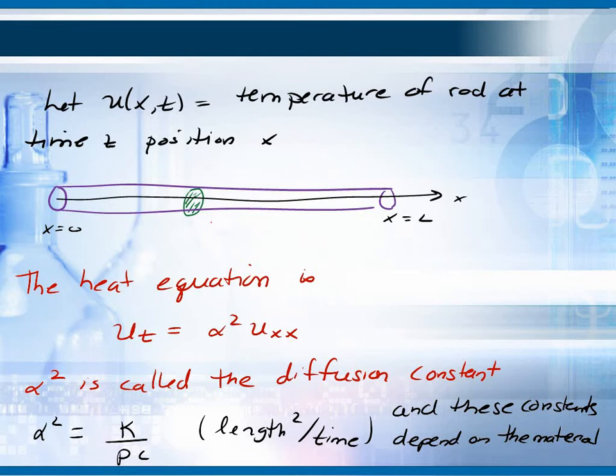These constants depend on the material, as you would expect, even if you think of it as a diffusion constant. How temperature is going to diffuse through that rod depends on the material of the rod. If it was copper, you'd expect it to diffuse really fast if it was heat going through. And if it was wood, maybe not, right? So it'd be something different.